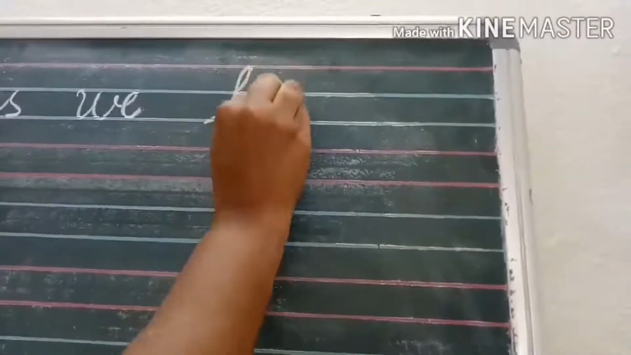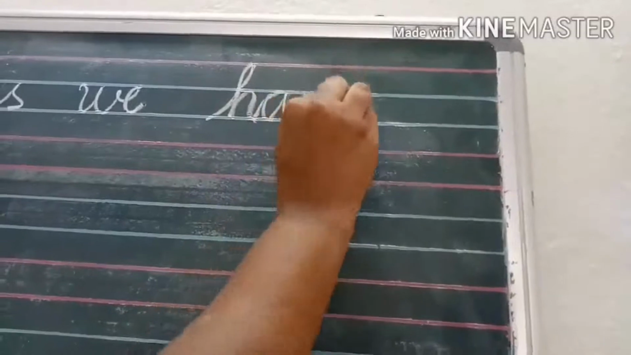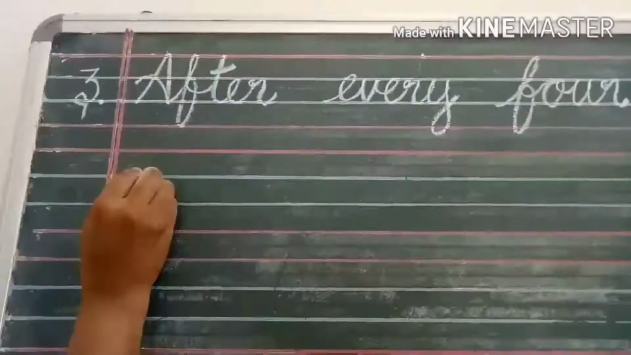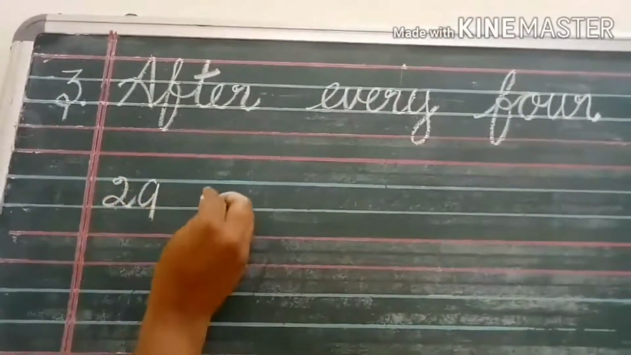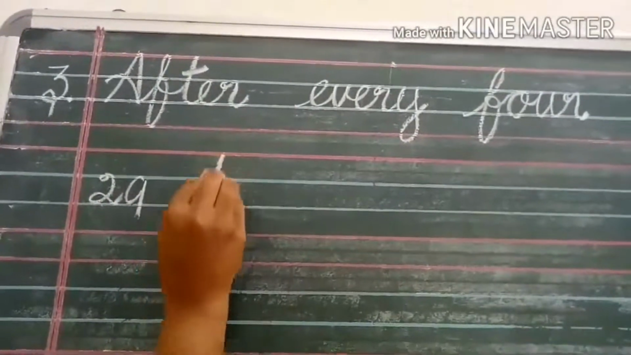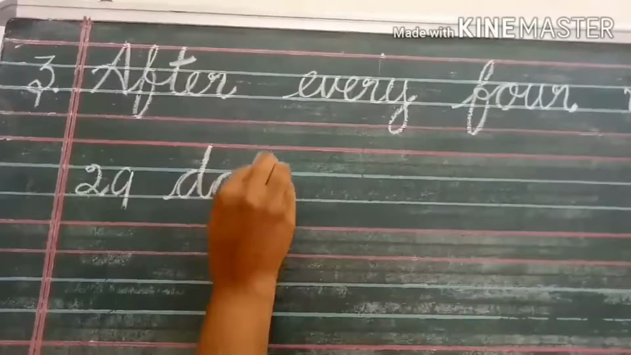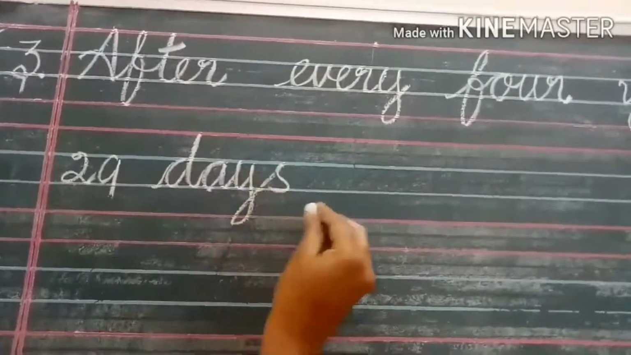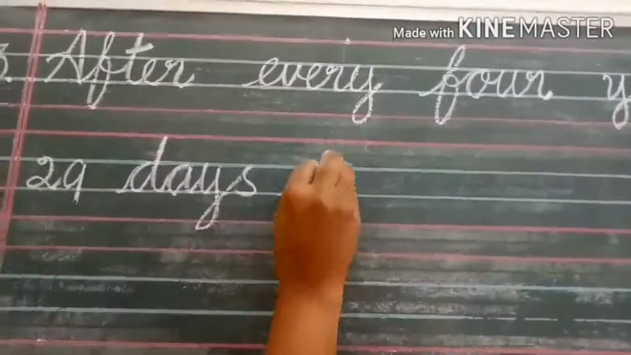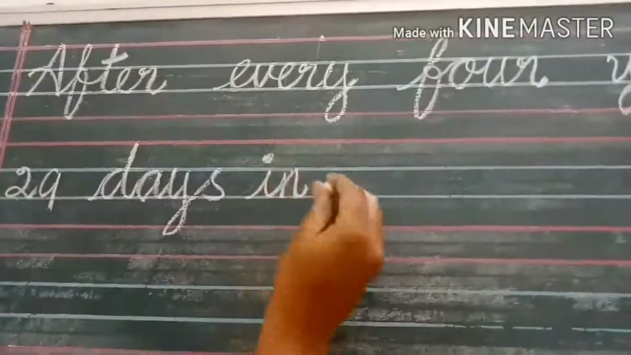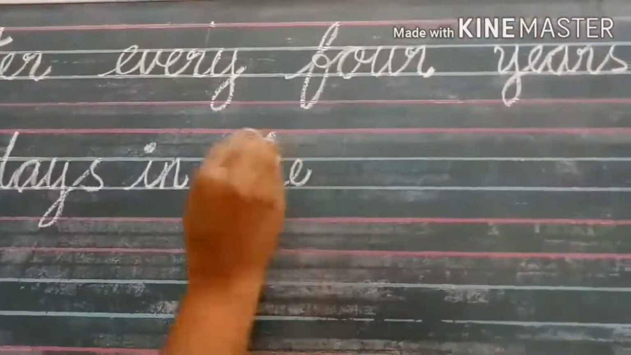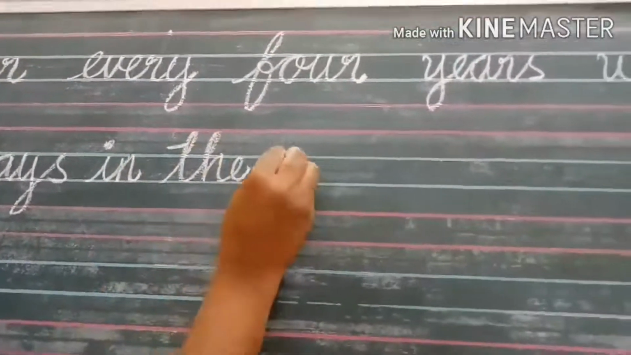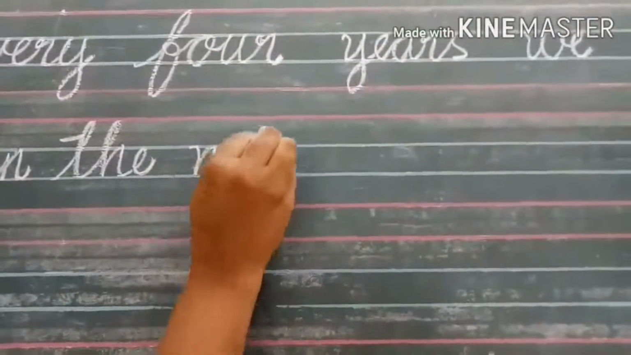Fourth one is, the sun sets in this direction. I repeat the question again, children. The sun sets in this direction. Say the answer, children. Where the sun sets? The sun sets in the west, right? So the answer is west.